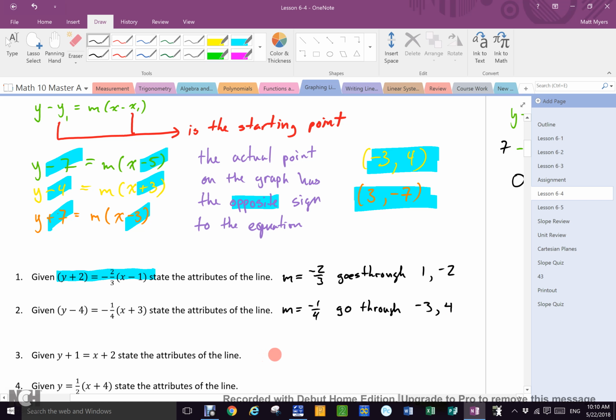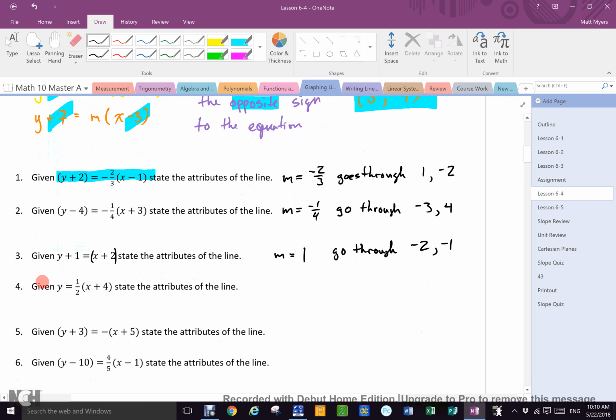What do you know about 3? Hey, wait a minute, Mr. Myers, you're tricking me. This isn't written this way. What if I put those brackets there? What number is always in front? So what's my slope? 1. And at what point does it go through? Negative 2, negative 1.